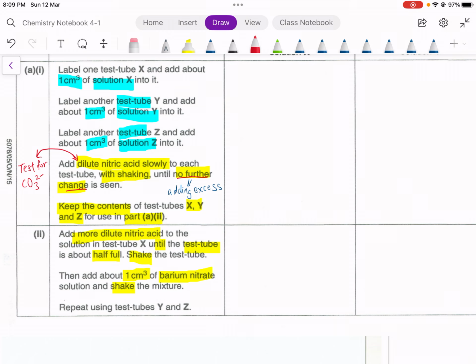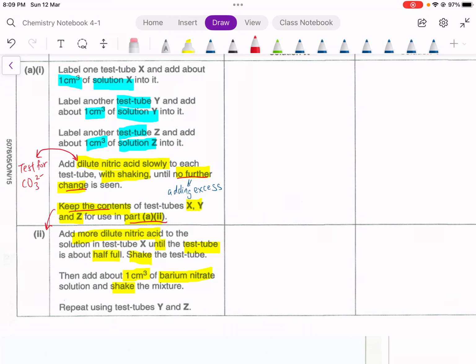Next, you are asked to keep the contents of X, Y, and Z for part A, part 2. That means after you add the nitric acid, you need to keep this to use for part 2. You need to use it for part 2. And some of you might have spotted, does it mean that I have to do this lime water test for every X, Y, and Z?